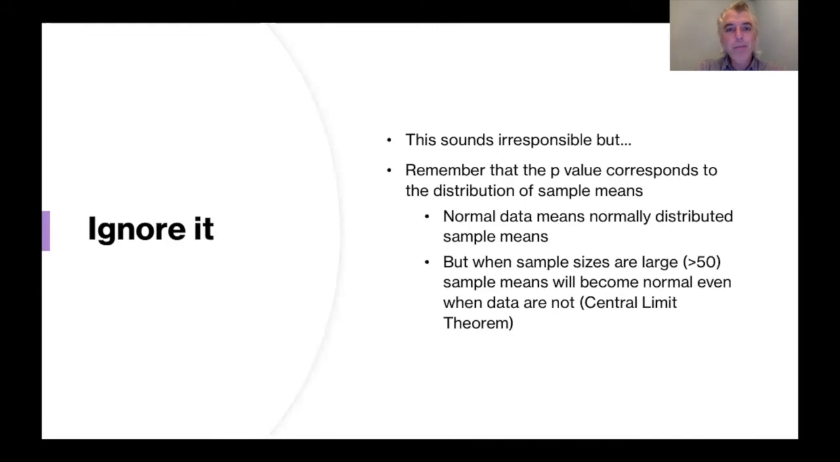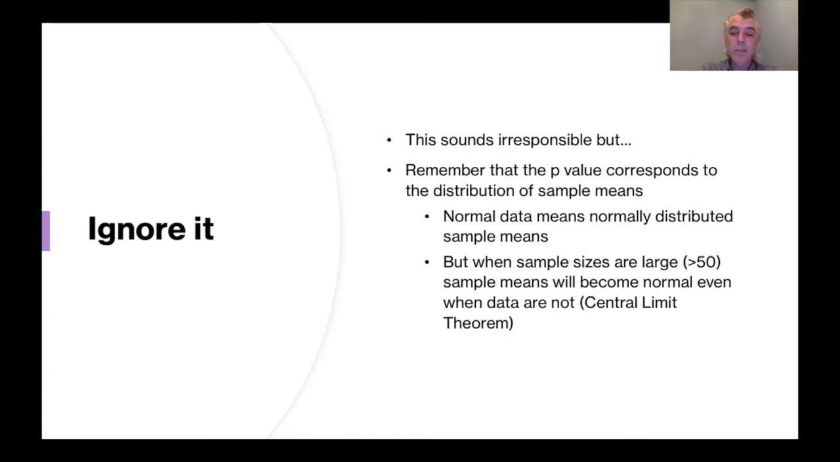Now, this first option of ignoring this violation of our assumption sounds irresponsible at first, but it turns out that a lot of statistical tests are fairly robust to violation of this assumption. And what I mean by robust is that even if this assumption is violated, our p-values are actually pretty close to what they ought to be, unless there are really severe violations of this assumption of normality.